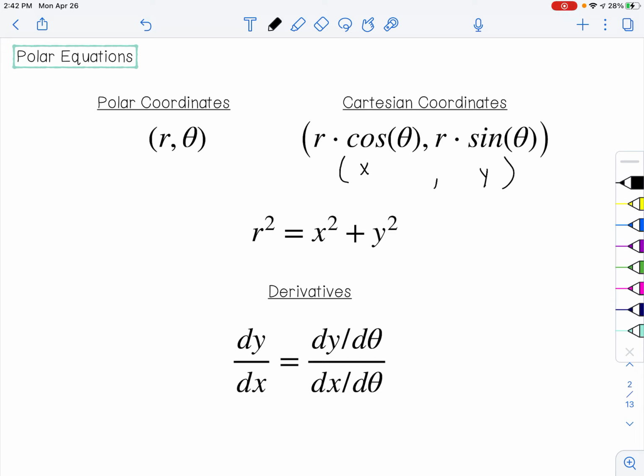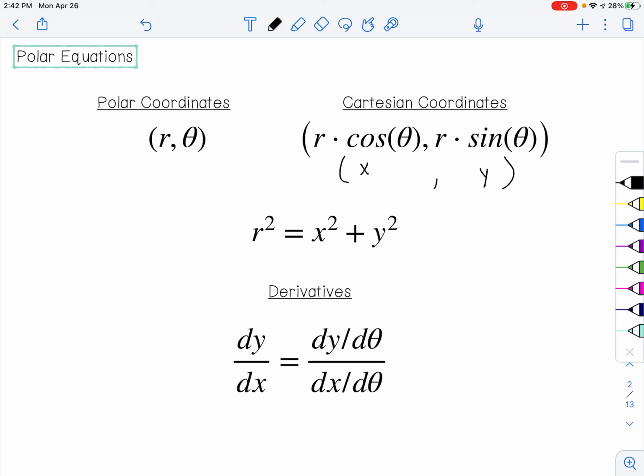The connection between the two is that x is equal to r times cosine of theta, and y is equal to r times sine of theta. That comes right out of right triangle trig. And you can always find the radius if you know x and y because of the Pythagorean theorem, r squared equals x squared plus y squared.